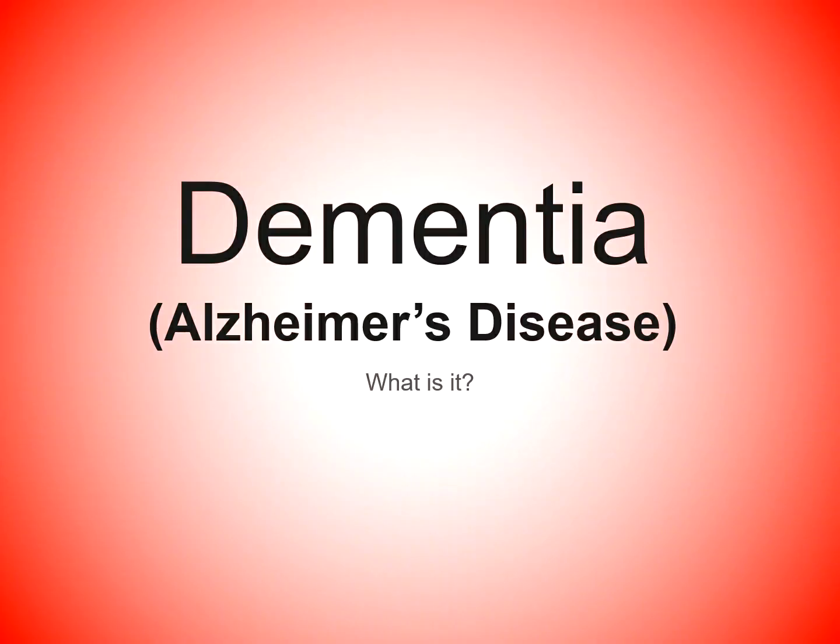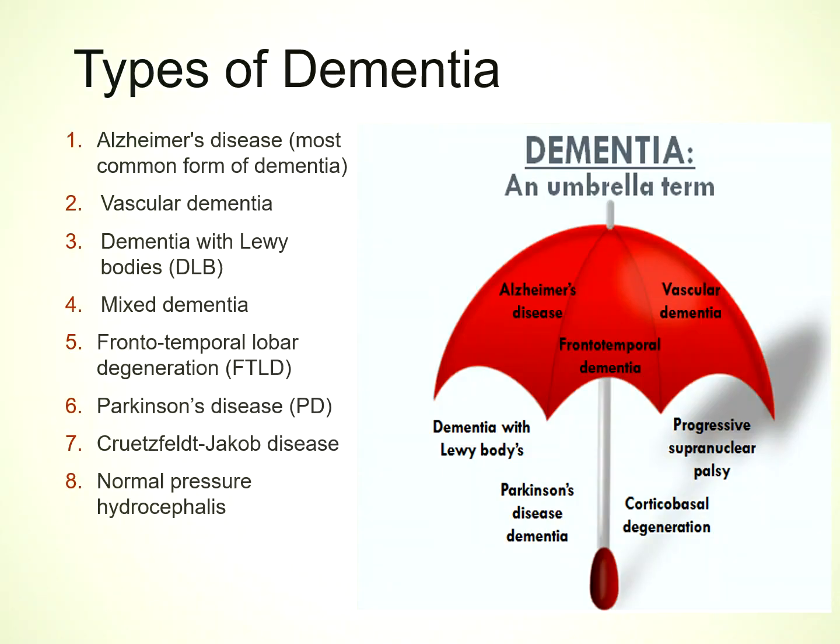So that's a wrap-up and a refresher on the model of care. And now we're just going to talk a little bit about dementia and Alzheimer's disease and what it is. Here are the 8 types of dementia, with Alzheimer's disease being the most common form of dementia.